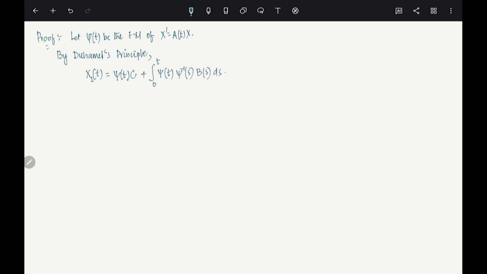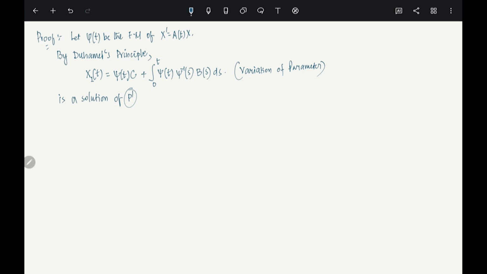Yes, that is Duhamel's principle. I am not quite sure whether I told you that this is Duhamel's principle or not. Essentially, we called it a variation of parameter. This is basically variation of parameter, but the principle is called Duhamel's principle. Okay, variation of parameter formula. So we have this particular function, which is a solution of p prime, right?